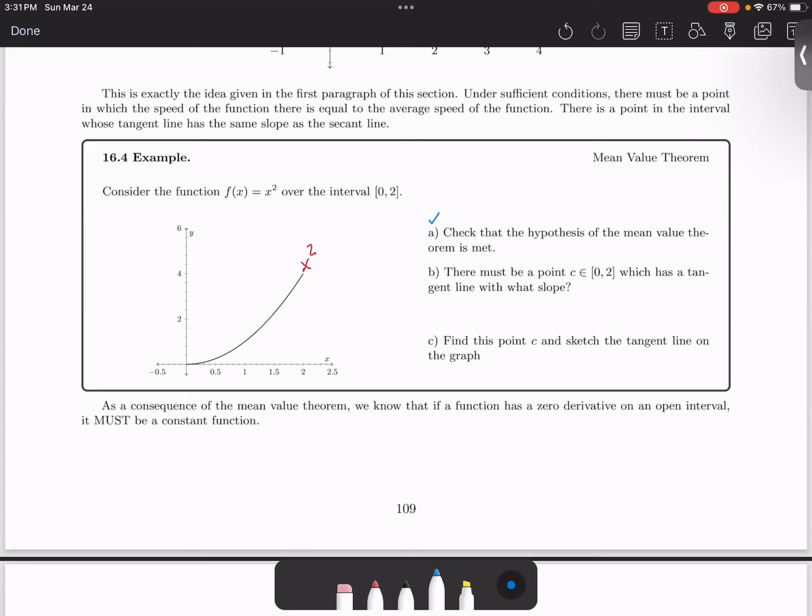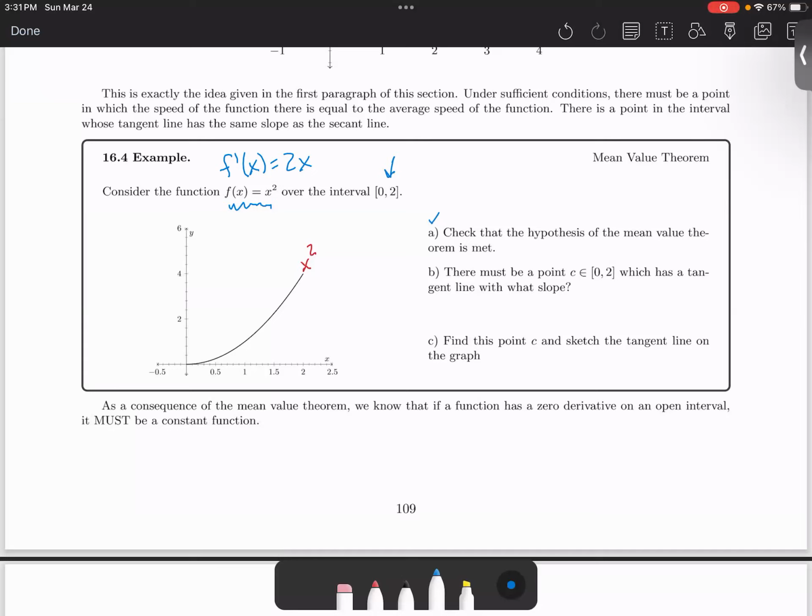A, check that the hypothesis of the mean value theorem is met. So the hypothesis of the mean value theorem is I have to have a continuous function on that interval, which f(x) = x squared is, and it has to be differentiable between 0 and 2 as well, which it is. The derivative is equal to 2x, and that is nice and continuous on that interval. So it's a continuous function on the closed interval. It's differentiable on the open interval between 0 and 2.